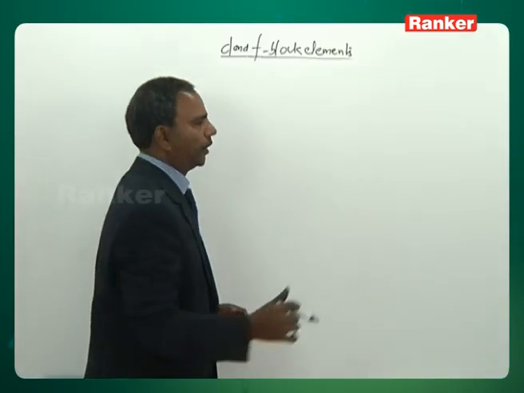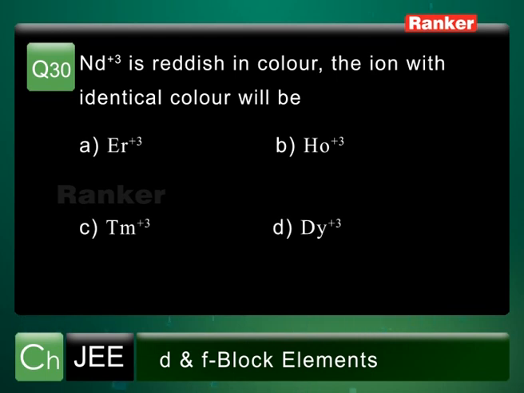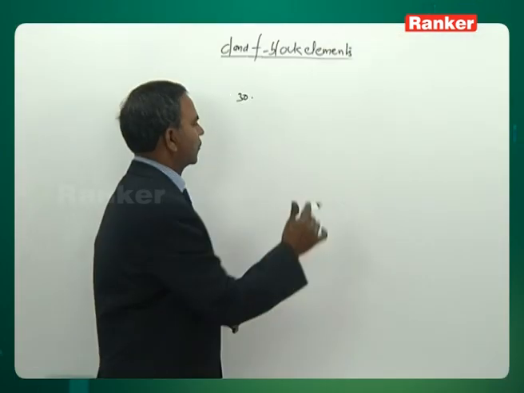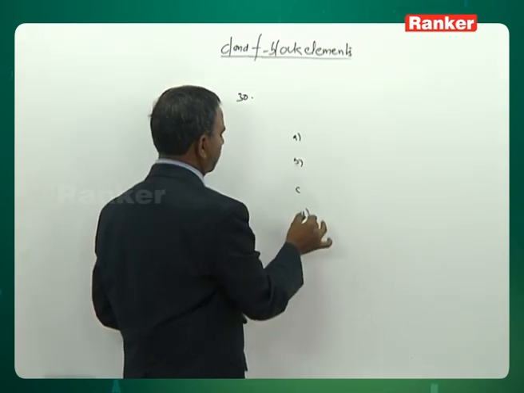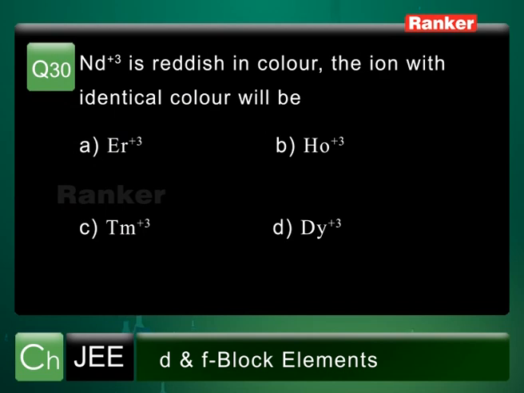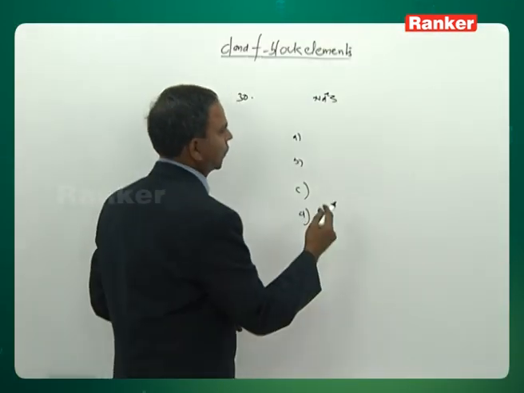Next, coming to question number 30. Neodymium plus 3 is reddish in color. The ion with identical color will be. Neodymium plus 3 is given, with options A, B, C, D. Once again, let us make the table, as I just showed you.